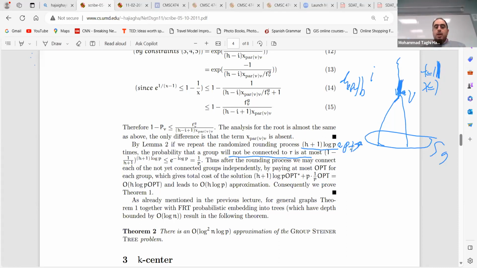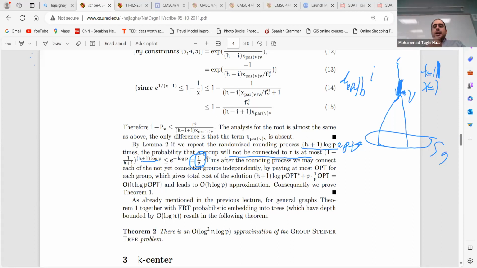Now, what is the chance that one vertex from this group is not connected? It would be (1 minus 1 over H plus 1) to the power (H plus 1) log P. Because in each round it is not connected with probability 1 minus 1 over H plus 1, to the number of times that I'm doing it. It would be e to the minus log P, which is 1 over P. So if for one group I have this, there might still be some group that is not connected, but that probability would be at most 1 over P.